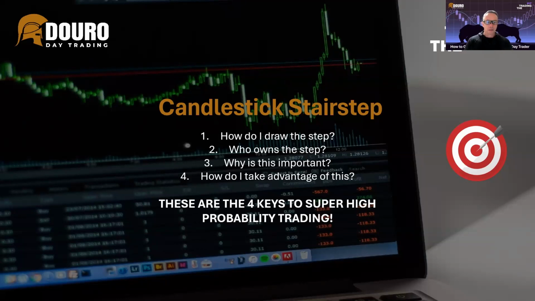So the 4 KPIs for tonight: how do I draw the step? Who owns the stair step? Why is the stair step important? And ultimately, how do you trade to take advantage of it? Now, every single trade we took in the live trading room today was 100% as per what I'm going to be teaching you tonight.